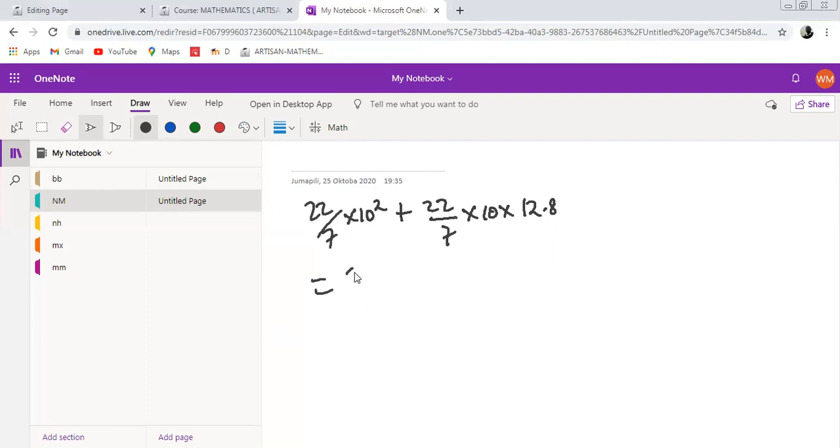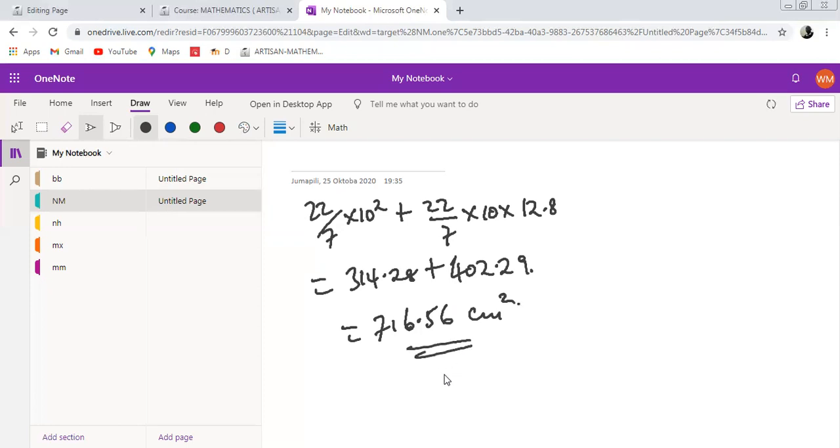You find that is going to be 314.28 plus 22 times 10 times 12.8, divided by 7. You get 402.29. So you add it to 314.28. You find the total surface area will be 716.56 centimeters squared. That is the surface area for that particular figure.